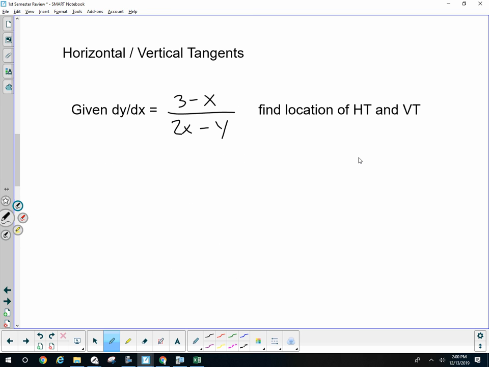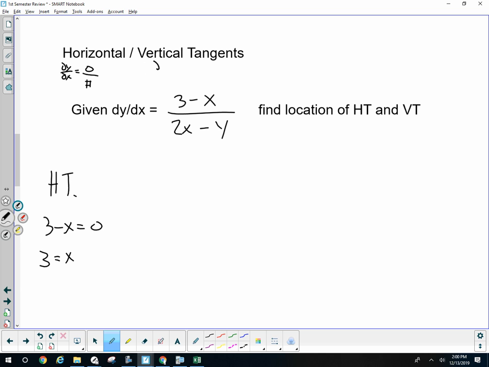If you're given dy dx and you ask for horizontal and vertical tangents, remember a horizontal tangent occurs when our derivative is 0. So that means 0 divided by any number. So for this situation, if this is dy dx, I would just set 3 minus x equal to 0, and I get x equals 3. Be able to find what the y is by plugging it back into our original equation.